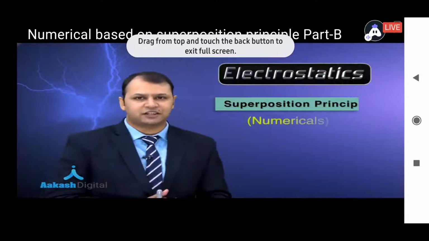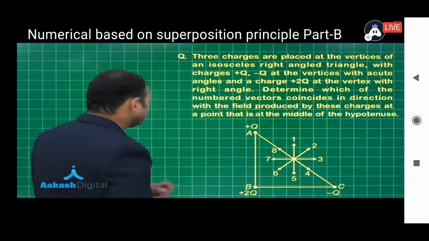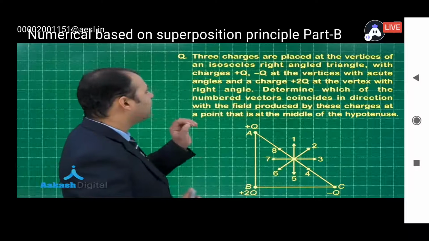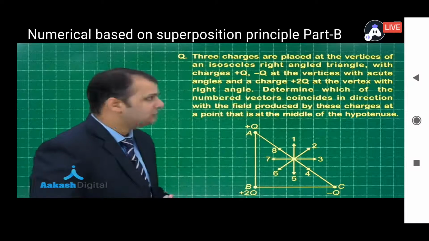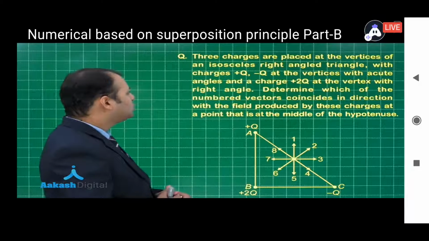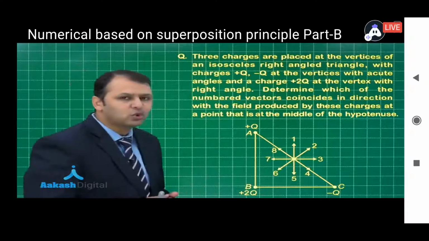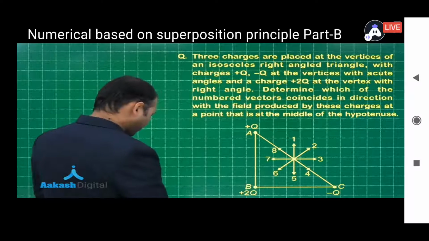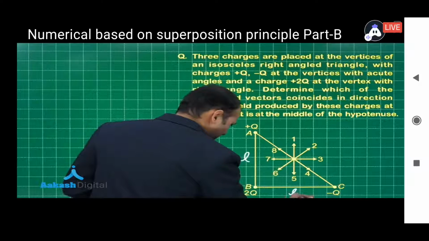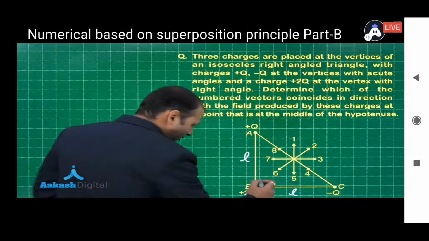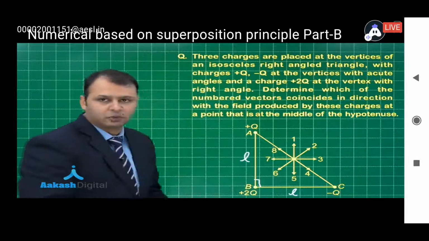Now let's take our next question. Here, in this question you see there are 3 charges which are placed at the vertices of an isosceles right-angled triangle with charges plus q and minus q at the vertices with acute angles and a charge plus 2q at the vertex with the right angle. So you can see in this arrangement this is L, this is L, this is minus q, q at the acute angles and 2q at the 90-degree portion, right?